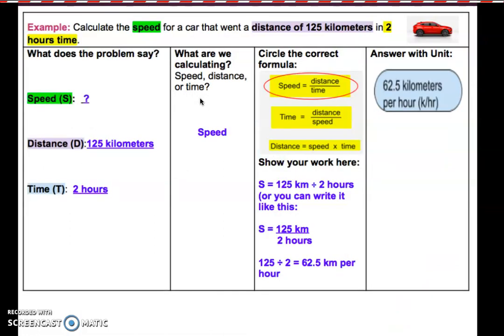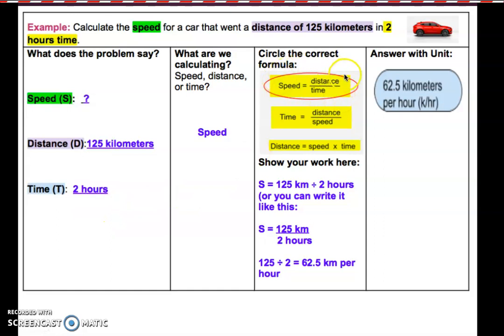So then this last example we're going to go over is similar to the problems you're going to work on solving today. It says, calculate the speed for a car that went a distance of 125 kilometers in 2 hours' time. So notice that I have actually highlighted the different words in this problem that helped me figure out what was going on. Speed, well, it says calculate it. That means it's a question mark. I want to find it. Distance of 125 kilometers, well, that means I know the distance and I know the time, 2 hours.